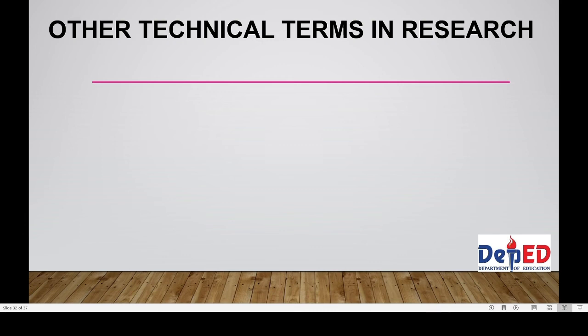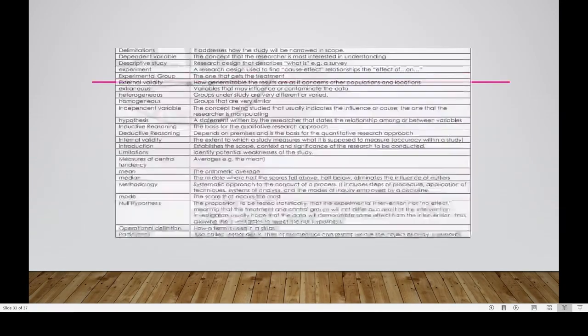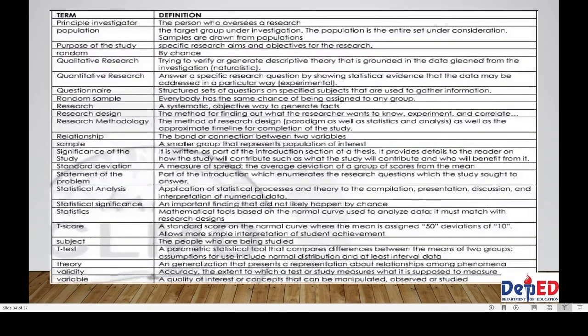So, aside from these words that we have just discussed about, there are still other technical terms in research that you will encounter, and these are given in your module. Here's the first batch, the second batch of technical terms, and the third batch. I want you to go over them and read each definition carefully so that when you encounter them in your research, you will be ready and you will be able to use them properly.